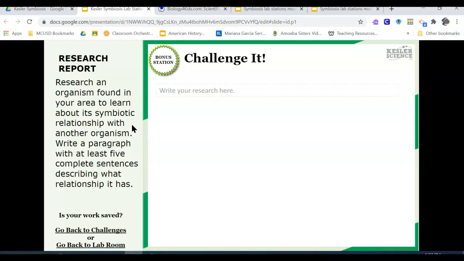If you found one of the organisms interesting when we were learning about symbiotic relationships, you can write a report or do a research report about it. But make sure you do one of them.